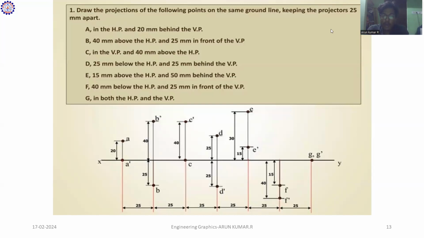Above means the reference line is 40 mm above the XY line, that is b dash, and 25 mm in front of VP is below the XY line. So we represent it as b, and that b dash is 40 mm above HP. Then B is 25 mm in front of VP, so from the reference line we mark 25 for the b point. Similarly we will draw the points C, D, E below. This is very useful for understanding the projection of points. Thank you.